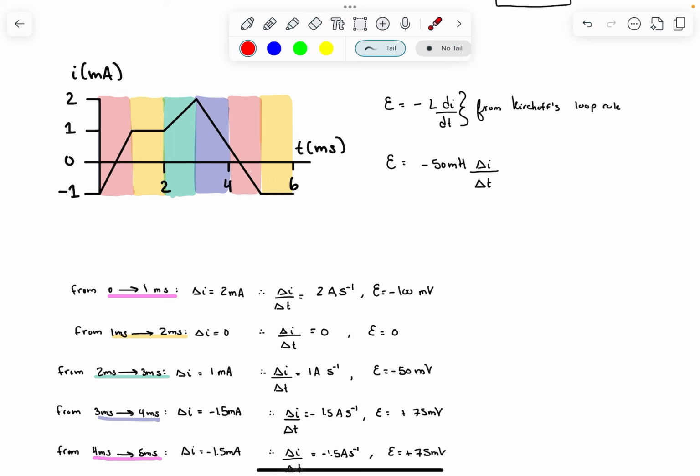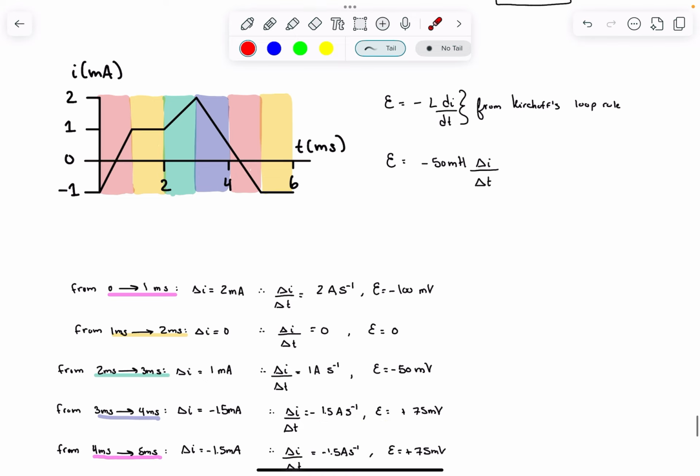From 3 milliseconds to 4 milliseconds, right here, this is drawn a little bit wrong, but essentially it's supposed to cross down in the middle here. So it's like crossing at this point here, which is essentially just saying that we have a drop of negative 1.5 milliamps. So then delta I over delta t is negative 1.5 amps per second. So then the EMF is going to be plus 75 millivolts.